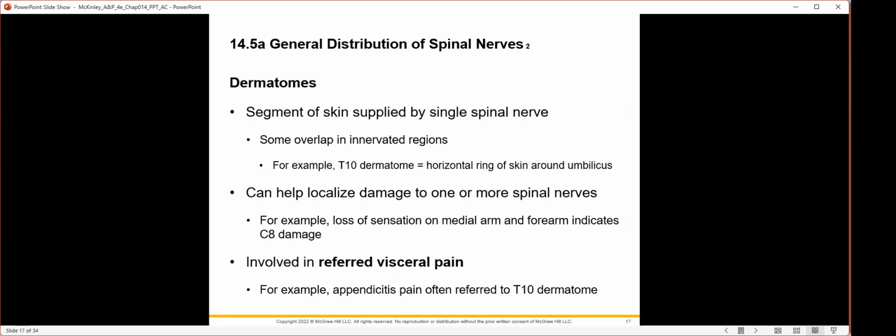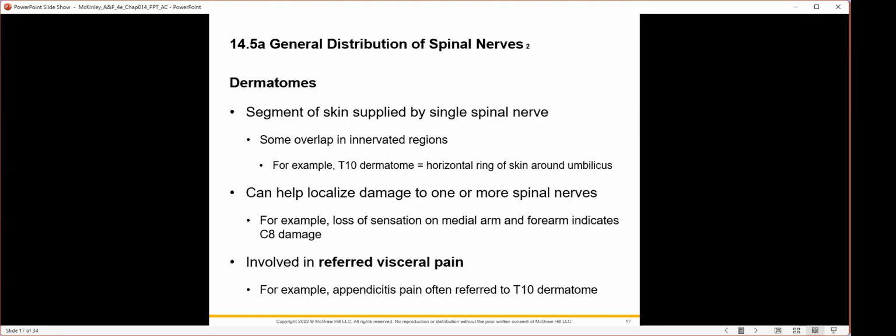We also have different areas where we might feel pain or sensations coming from one spinal nerve, but shows up in other areas. These are called dermatomes, okay? So a part of the skin that is supplied by a single spinal nerve, but sometimes when we have damage to certain internal organs, we can actually manifest that sensation on the skin, on that dermatome. This process is called referred pain or referred visceral pain.